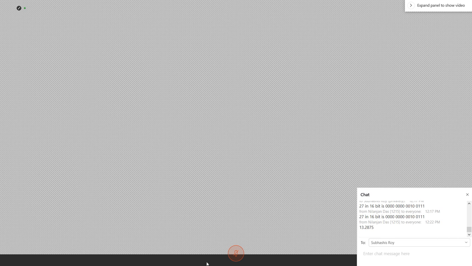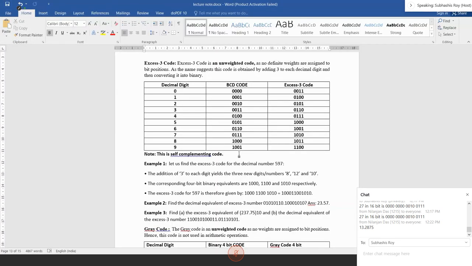Okay, so in XS3 code, this is again a kind of code which is unweighted first of all, and there is no definite weight assigned to each position. As the name suggests, this code is obtained by adding three. XS3 means there is extra three, so it's by adding 3 to each decimal digit and converting it into binary.